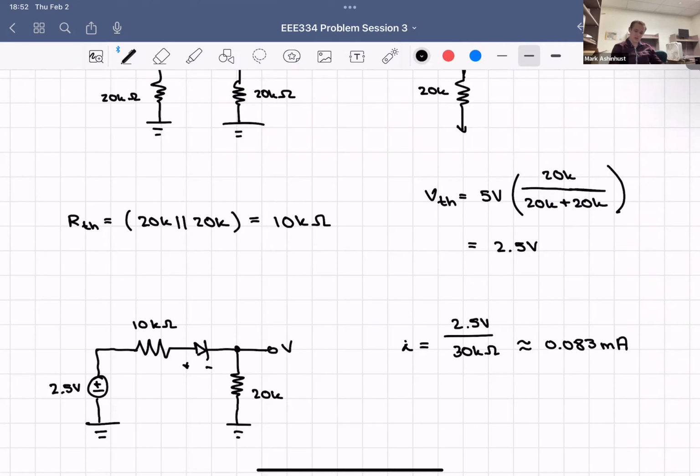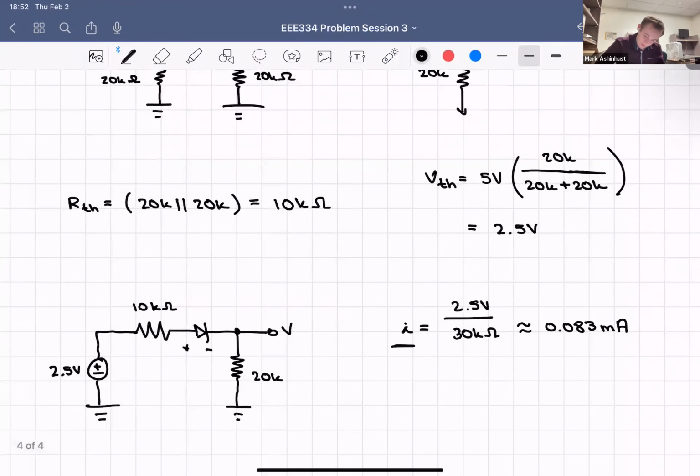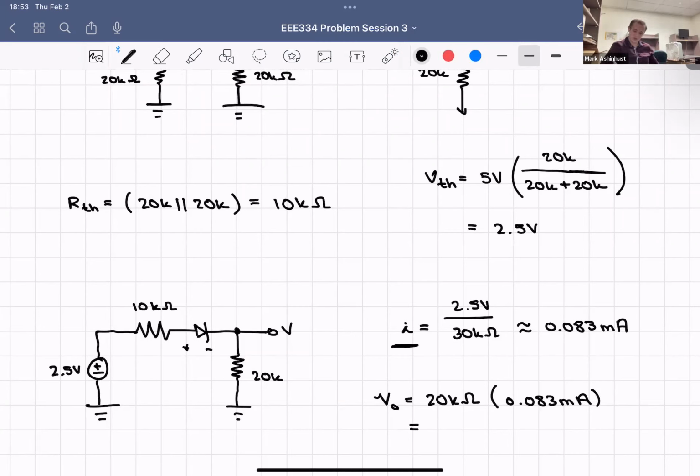And from there, we can find our V out. And our V out is just going to be this current I times our load, going through the load. So we have our V out is going to be our 20 kilo ohms, the resistor we have right here, and then we have the current I, which is 0.083 milliamps, which gives us a total V out for this question of 1.67 volts.